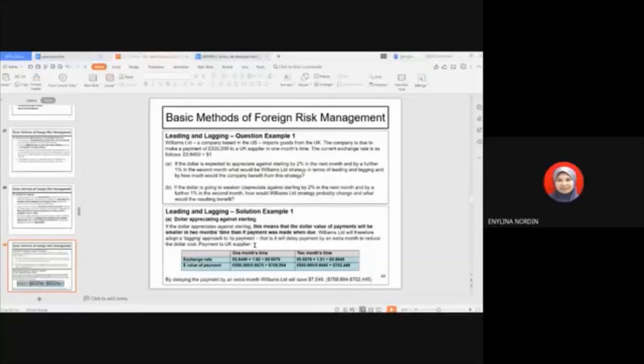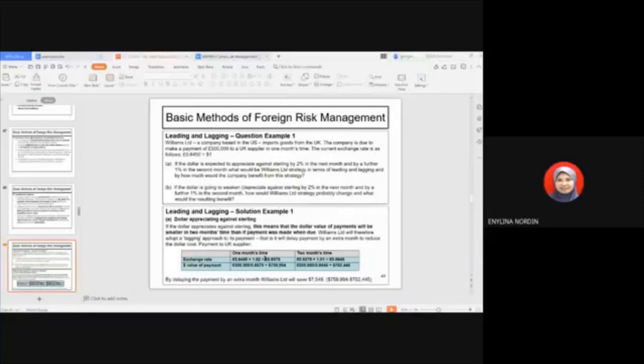But talking about lagging here, let's say the company pays in 1 month's time. How much dollar should be spent for 500,000 pounds? The exchange rate currently is 0.6450 pound per dollar. So if the dollar is expected to appreciate, 0.6450 will be multiplied by 1.02, which is equal to 0.6579 pound. So what does it mean?